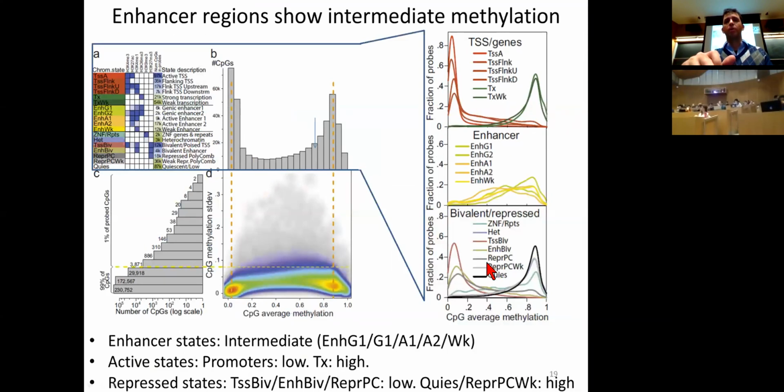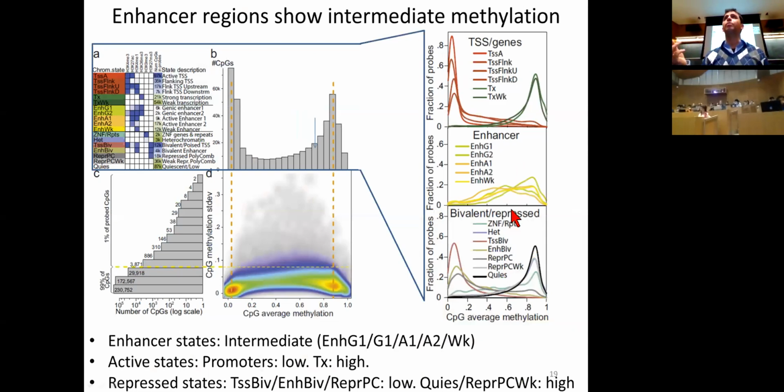We can do the same thing with bivalent and repressed states. Basically we find that quiescent states, for example, are highly methylated, and that these bivalent states are very highly unmethylated. And then we also figure out who's actually in the middle. Where are all these variable sites falling? And where they fall is actually enhancer regions. So these are H3K27 acetylation and H3K4 monomethylation, but no H3K4 trimethylation, which is the mark of promoters. This is kind of cool, right?